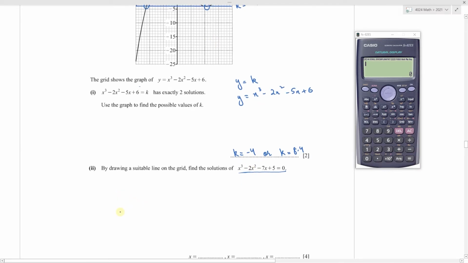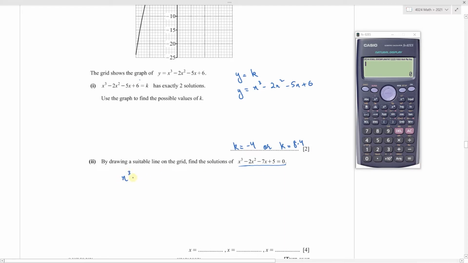So let me rewrite this: x cubed minus 2x squared minus 7x plus 5 equal to 0. So now let's see, x cubed, we already have x cubed, minus 2x squared, minus 2x squared, minus 7x, but here you have minus 5x. To make this minus 7x equal to minus 5x, I will add 2x here. And since I have added it on the left hand side, on the right hand side you have 0, so I have to add 2x here as well. And the constant value here is 5. Here you have constant value 6. So I have to add 1 here. And then to keep the equality, I have to add 1 on the other side as well.